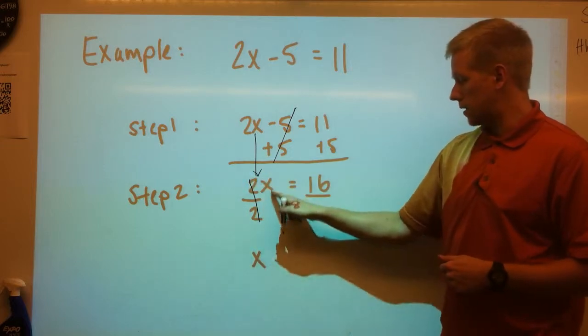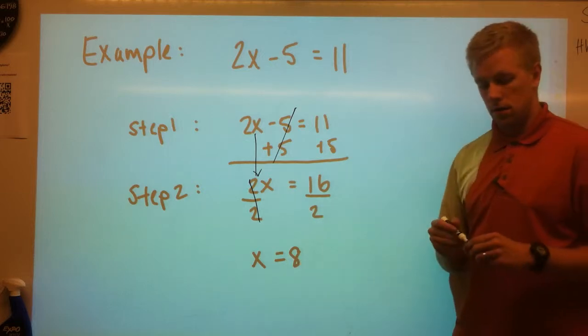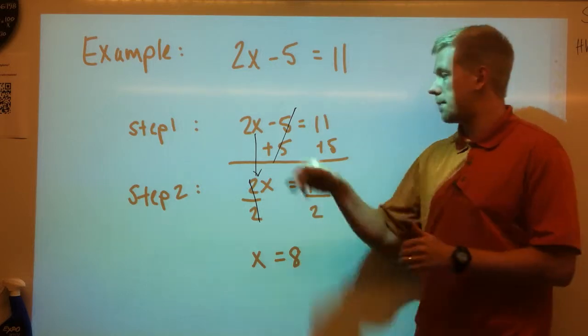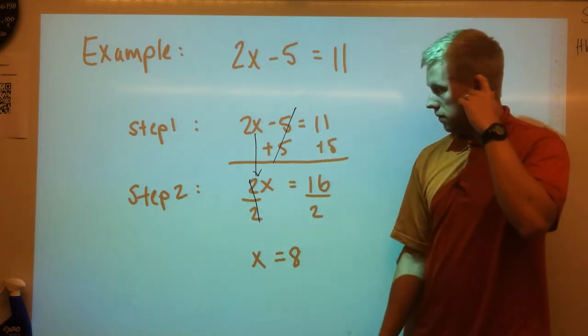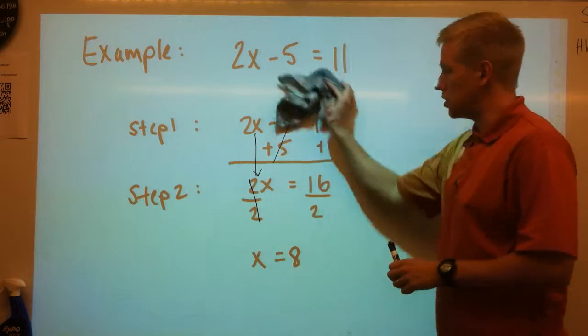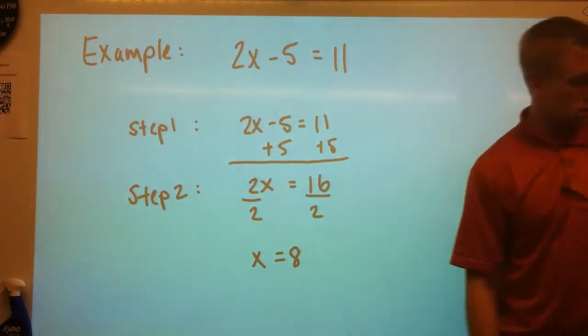So we have 1x, the x drops down. 16 divided by 2 is 8. There's a procedure that I want you to follow. This is that procedure to show that you have solved for x correctly. All right, so that's example number 2.